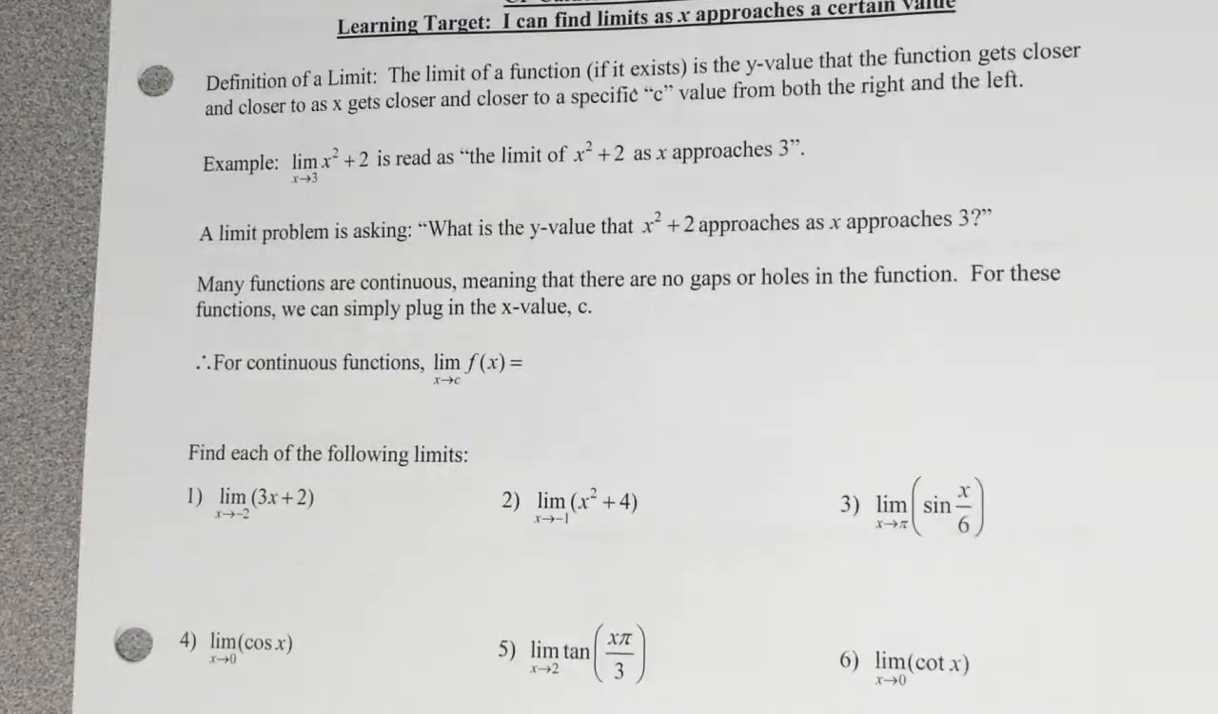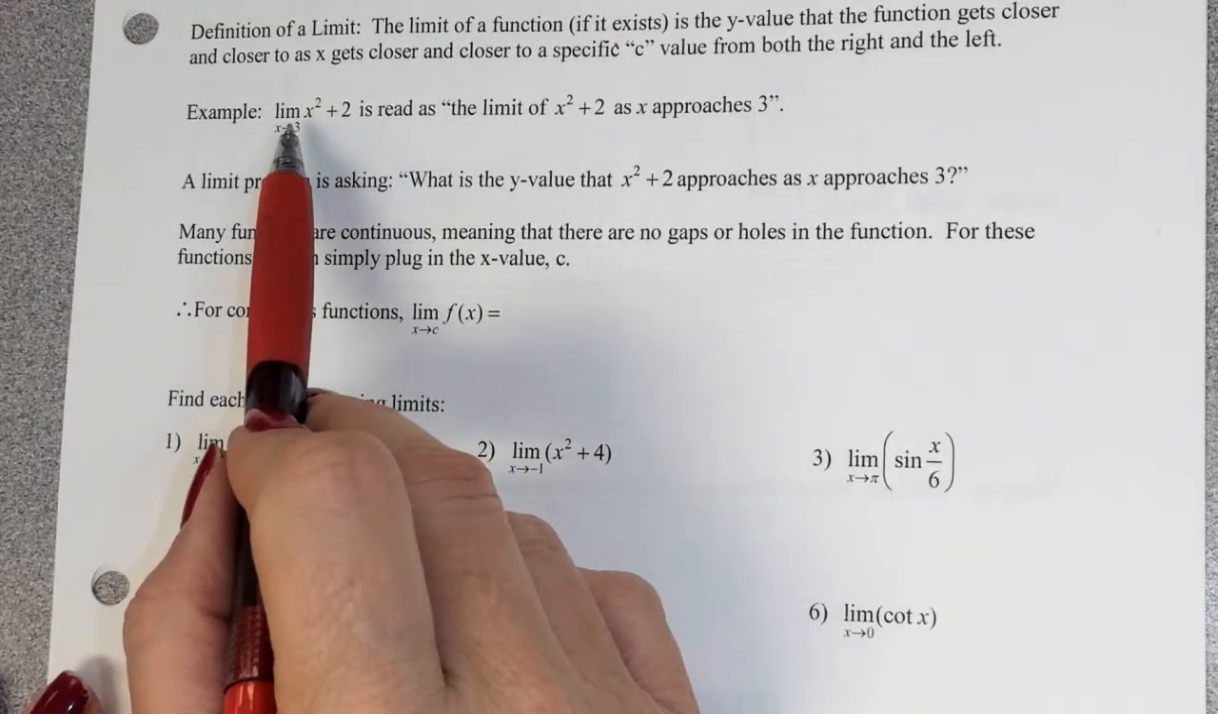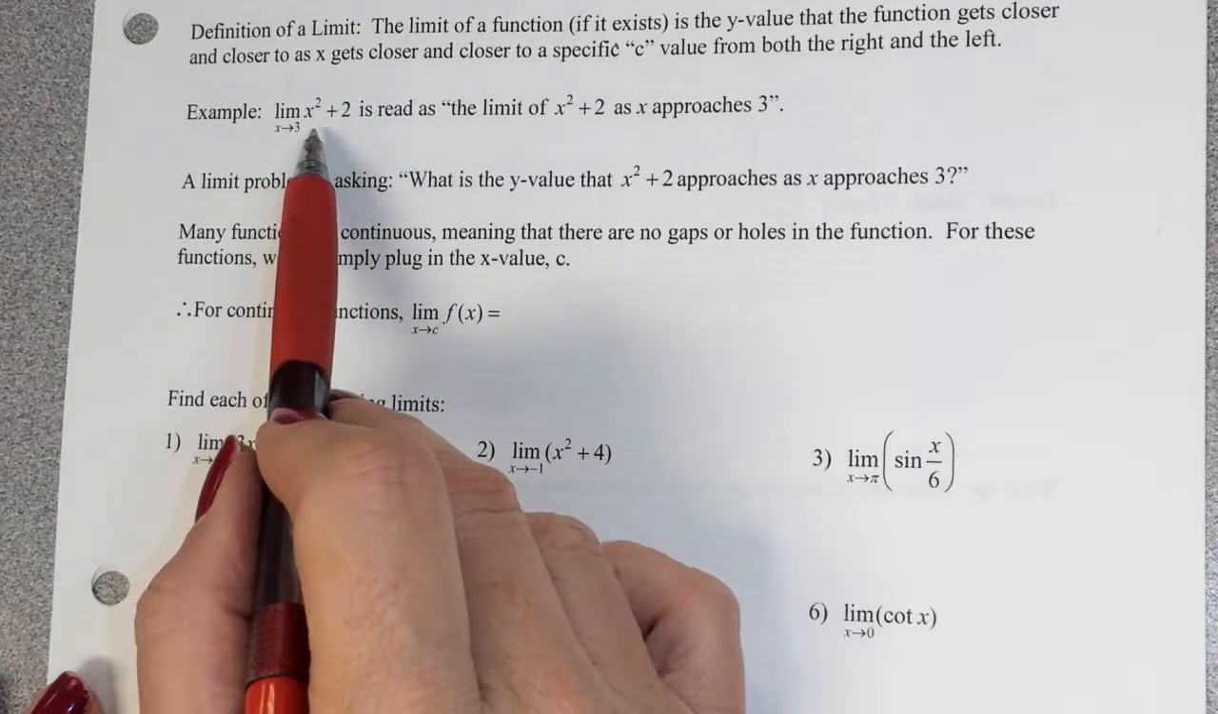Let's come back here now. We're going to be doing some very simple ones to start with. This example is read as the limit of x squared plus 2 as x approaches 3.